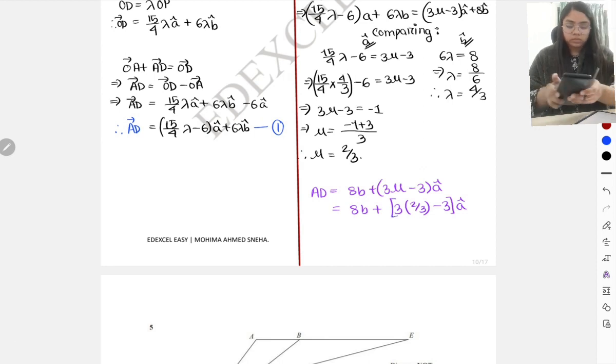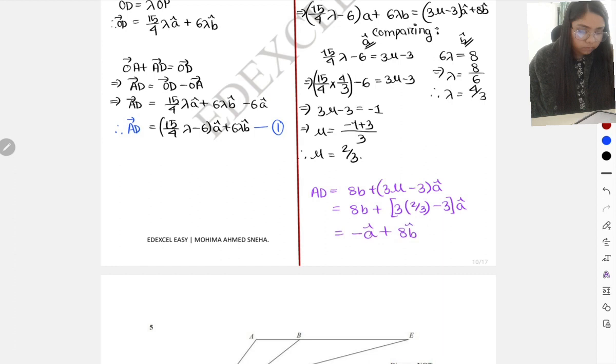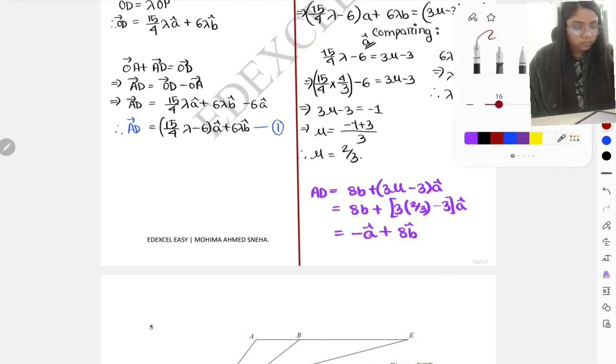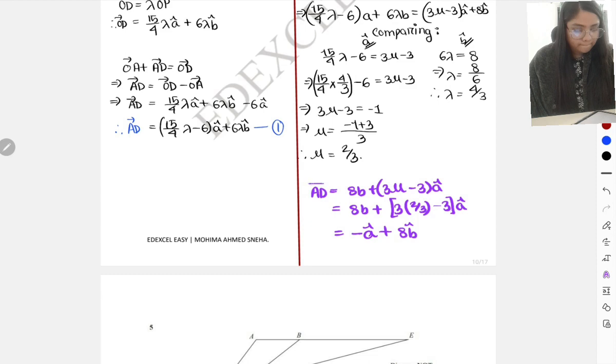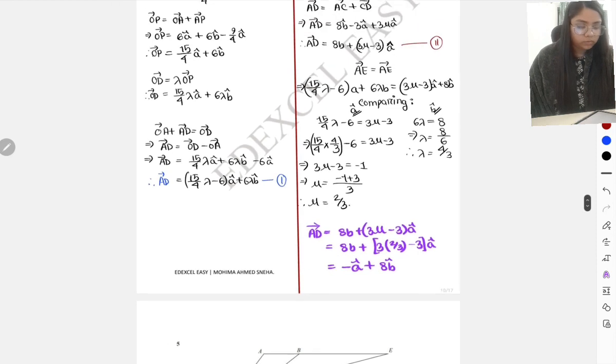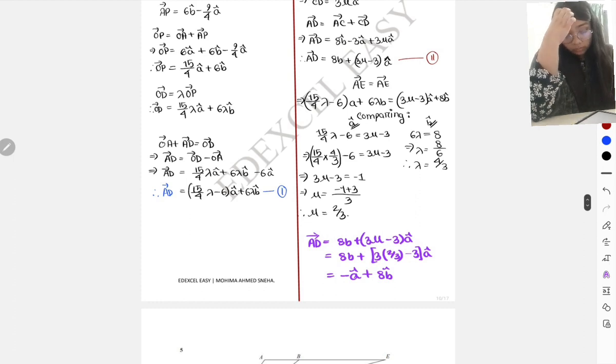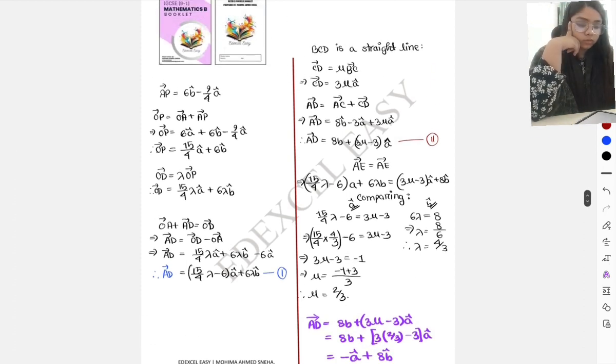If you calculate this, it's going to be, wait, 2 by 3 minus 3. That's going to be negative a. So the final value for AD is negative a plus 8b. Right, so this is how the final vector for AD would look. I hope it was all clear for all of you to understand.